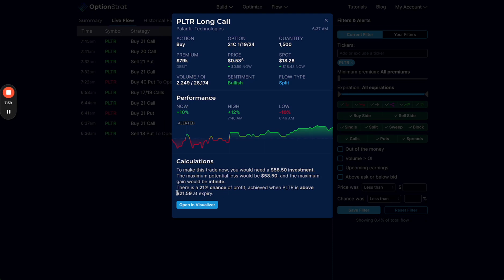And OptionStrat even tells us right here, remember how I said we have to be above $21 by the amount that we paid for this position? Well, it's telling me that right now it's up to $59, which is what the ask is. So it's already moved up since this person bought at 53. But right now it's telling us that in order for this trade to break even or be profitable, the price of Palantir at expiration is going to have to be above $21.59. So we have to hold that opinion in order to make this trade.